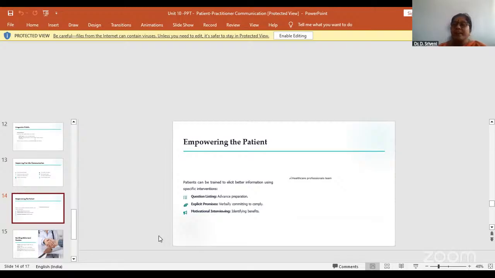And behavioral contracting, like negotiating a written agreement between the practitioner, patient, and family that specifies clear goals and rewards for succeeding. So, by involving the patient actively in the design of these strategies, the practitioner transforms the medical experience from a top-down directive into a collaborative partnership.